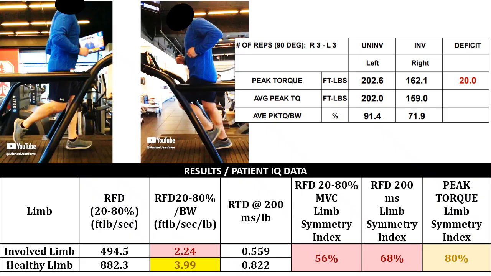Moreover, beyond just that, you can see the LSIs for his rate of torque development 20-80 being at 56%, his rate of force development at 200 milliseconds being at 68%, and then his peak torque limb symmetry index being at 80%. So it would suggest that this is a prime example that power is more, strength is good, but power is better, is the short story. And the power metric that you look at also matters. You can see that the limb symmetry for rate of force development at 200 milliseconds is a meaningful margin higher than that of their rate of force development at 20-80 at 56%.